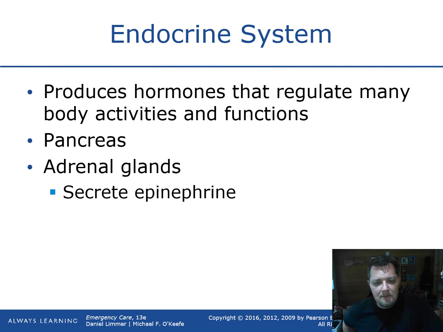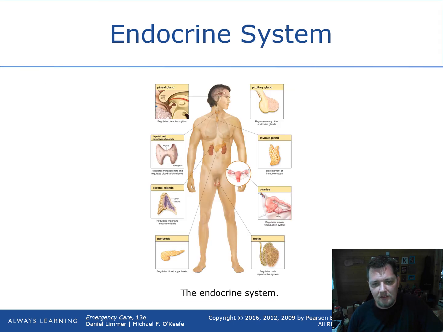So the endocrine system produces hormones that regulate many of the body's activities and functions. It includes the pancreas and the adrenal glands, which secrete epinephrine. Okay, so the endocrine system: pituitary gland, thymus gland, your ovaries, your testes, your pancreas, the adrenal gland. All of those things secrete hormones, chemicals in the body, and various things.